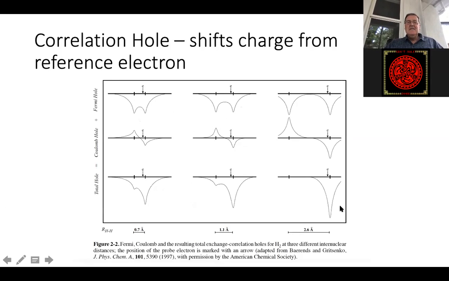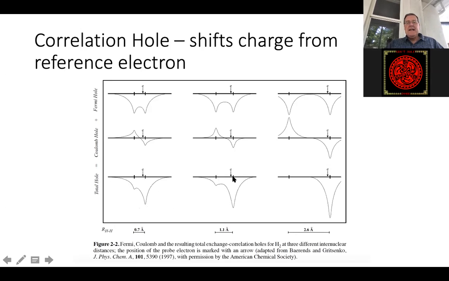So here, Koch and Holthausen show you something about the holes. Here's the Fermi hole or exchange hole. Here's the Coulomb hole. All I want you to do is focus on the total hole. So here's my reference electron right there. And what this is showing you is how HXC behaves when bond length is this and the reference electron is here. And you see it digs out charge near the reference electron, but a little bit near the other nucleus because they're kind of close.